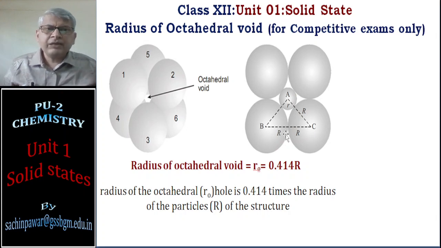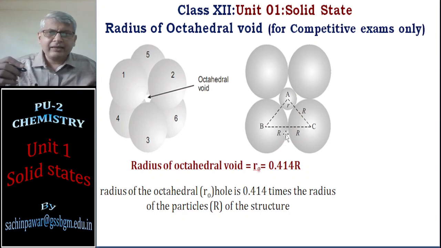There is one more concept called radius ratio, which is the radius of the cation to the radius of the anion in the structure. That relation also is not there in the government text, but you require it for your competitive exams. But I'm not going to take that now. One or two problems based on the radius ratio I will solve at the end, not now. Okay, so this is regarding tetrahedral voids and octahedral voids.